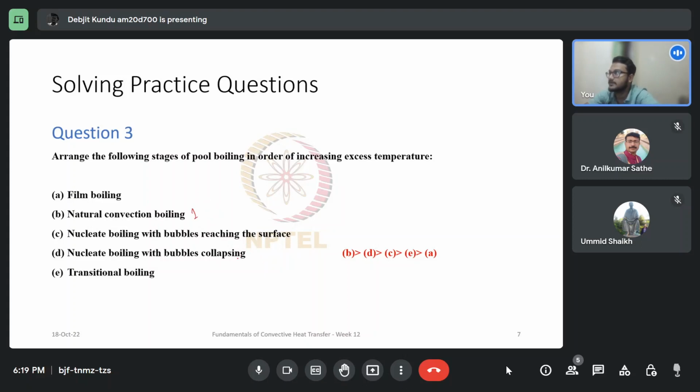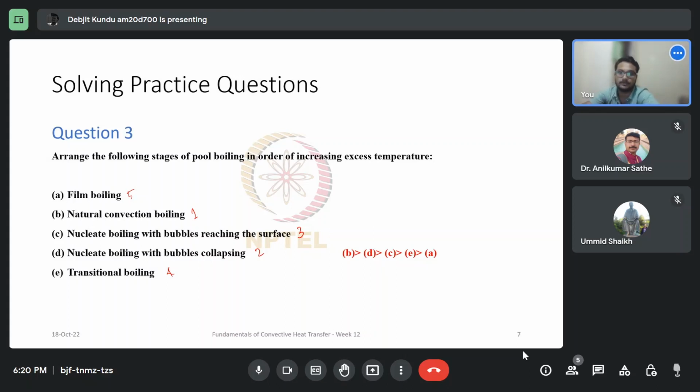So this is the first one, and this would be the second one where the bubbles collapse, and then the bubbles somehow manage to survive and reach the surface. This is stage three. Then there will be transitional boiling when the heat transfer rate actually decreases, and then film boiling where it ultimately reaches its minimum. So this is the correct order: B, D, C, E, A. I hope there are no questions regarding this one.